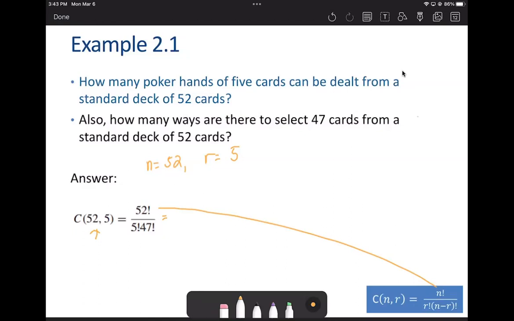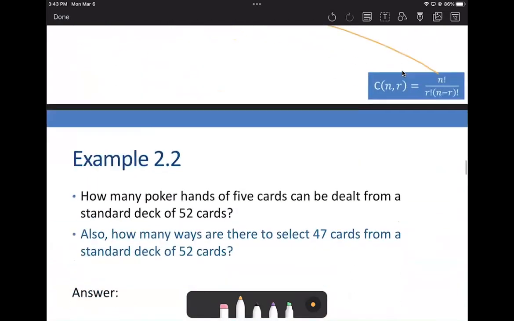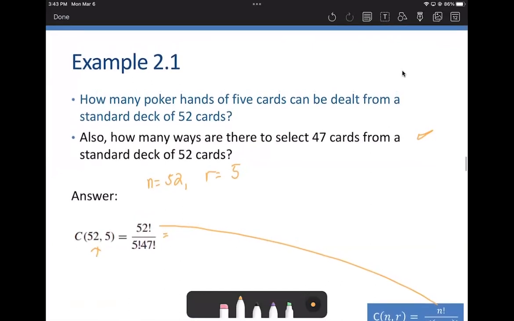And we have another example here. What if instead we are going to select 47 cards from a standard deck of 52 cards? What do you think will be the answer? Any idea on how we can solve this one? Correct. They are equal. Very good, guys. They are equal. Why are they equal? What identity did we use here? What identity again? What we proved earlier, the long one?